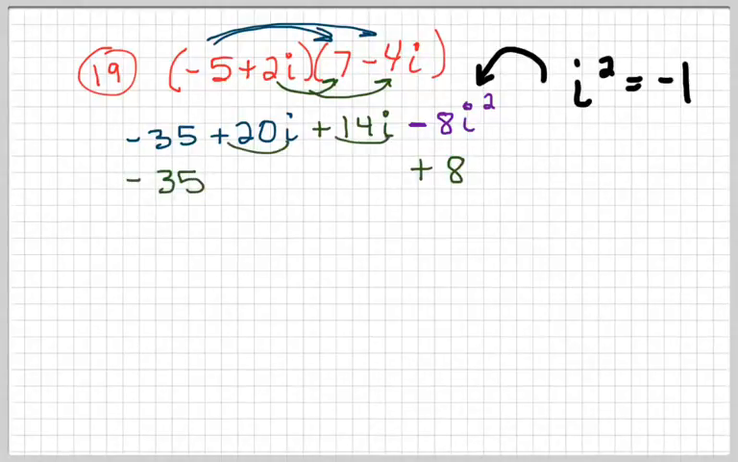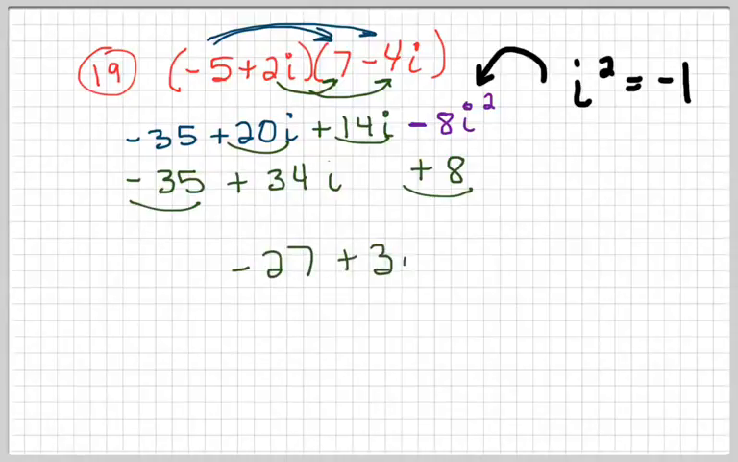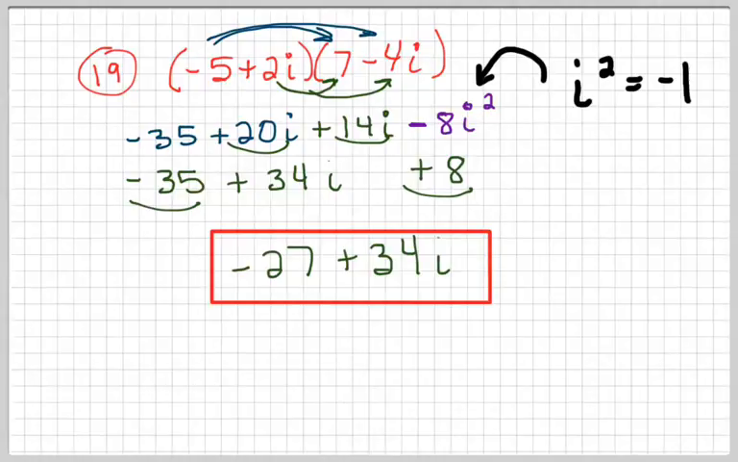These are like terms. And we add those. That's 34i. The negative 8i squared became positive 8. These are like terms, that's negative 27 plus 34i. It's an ugly 34i. And so there it is. We've multiplied those two complex numbers, and we got another complex answer.